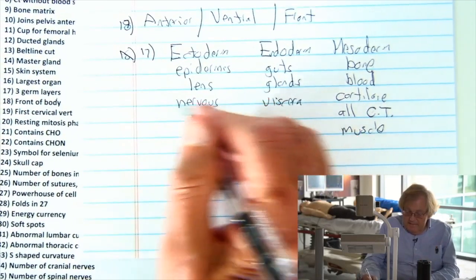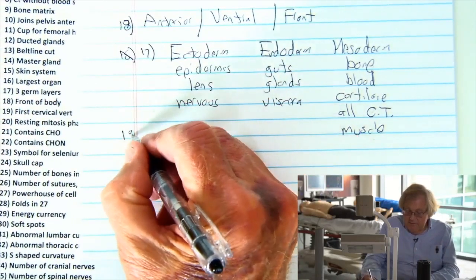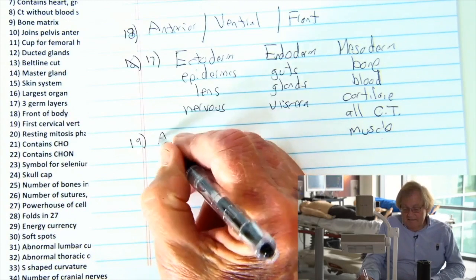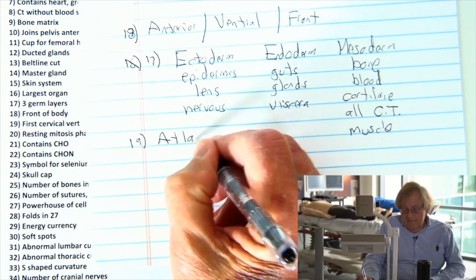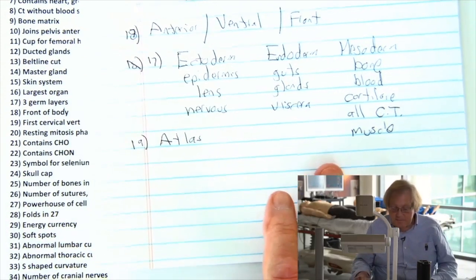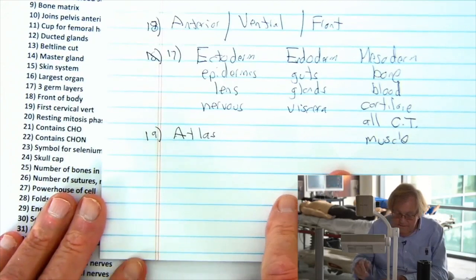Number 19 says the first cervical vertebra. The first cervical vertebra is called the atlas. Atlas sits connecting to what are called the occipital condyles.